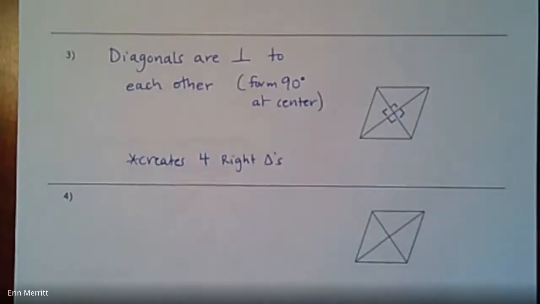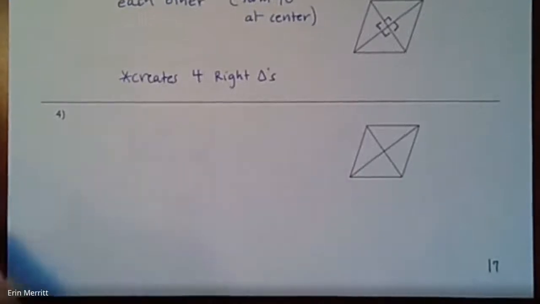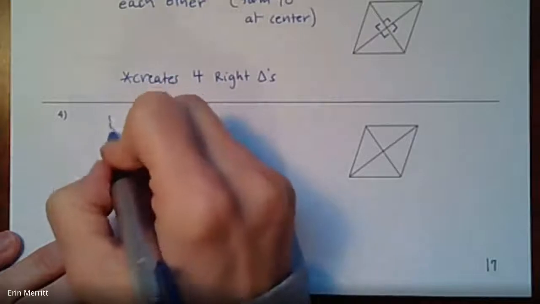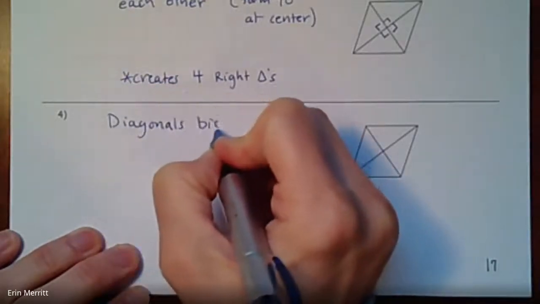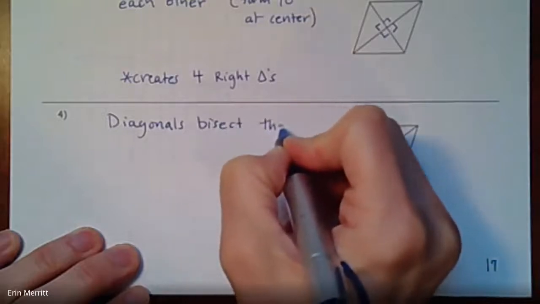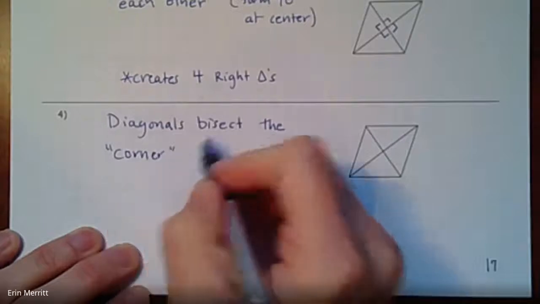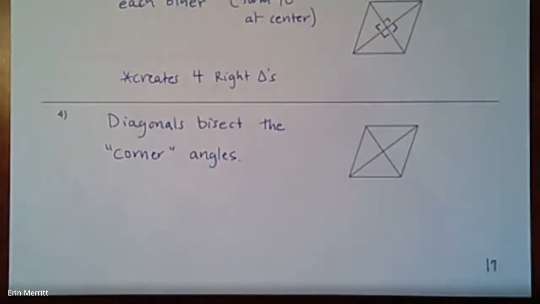Okay, last part. The diagonals, not only do they bisect each other, because that's a parallelogram property, but they bisect the angles at the corner. So I'm going to say that the diagonals bisect the corner angles. And then let's mark it in the picture so you know what I mean.